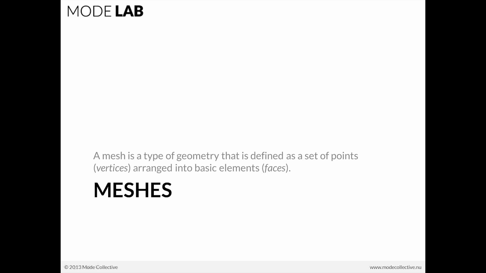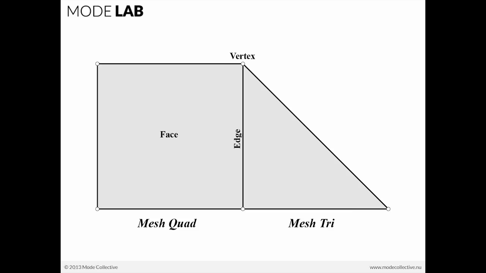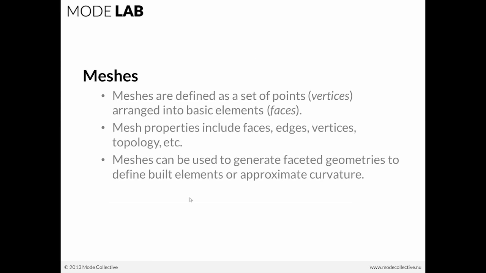Meshes are defined by a set of points, which we call vertices, arranged into a basic collection of elements called faces, right? So we have each vertex here, and the connection between those vertices is an edge, and the connection across multiple vertices results in a face that's either a quad or a tri. Rhino has limitations to those two types of mesh faces, right?